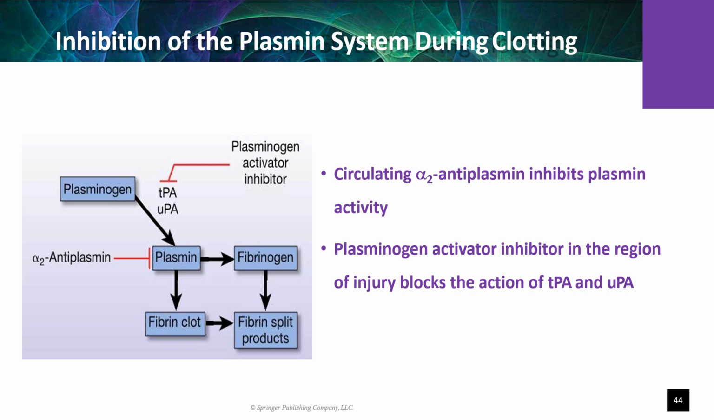The plasmin system is regulated by the plasma protein alpha-2 antiplasmin, which blocks the action of the circulating plasmin, and plasminogen activator inhibitor, which is produced by endothelial cells and other types of cells.